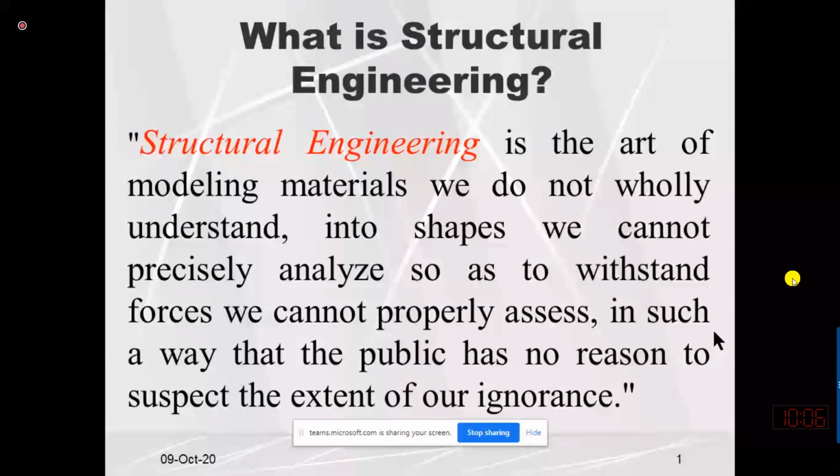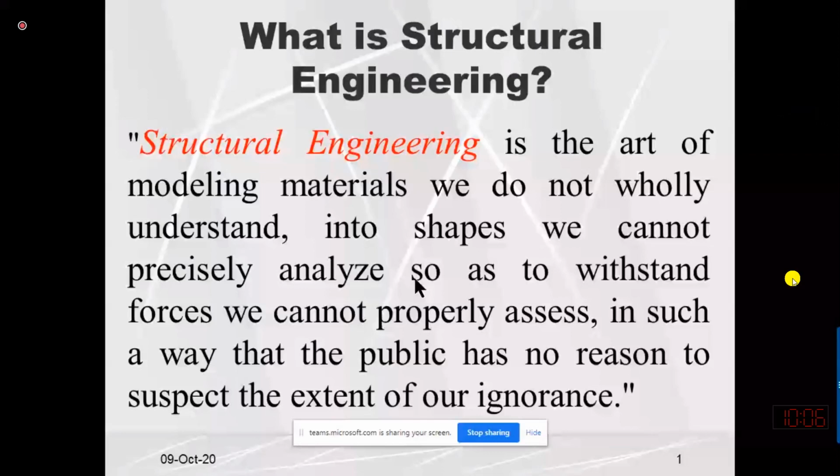So first I will narrate this definition, then I will explain in my own words. Structural engineering is the art of modeling material we do not wholly understand into shape we cannot precisely analyze, so as to withstand forces we cannot properly assess, in such a way that the public has no reason to suspect the extent of our ignorance. Actually, this is not a proper definition, but it will give you the idea of what structural engineering is doing.